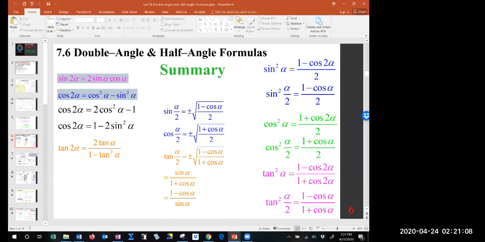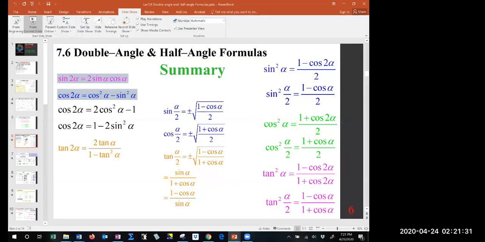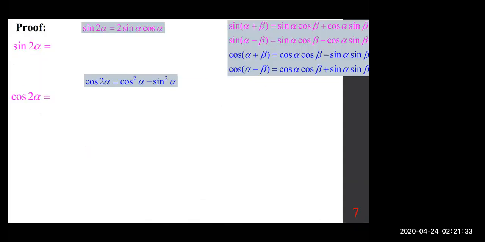For example, why is it that sine 2 alpha is 2 sine alpha cosine alpha? Or cosine 2 alpha is cosine squared alpha minus sine squared alpha. It has also 2 more ways of looking at it. This is the summary of everything that you need. I think everything is on this page, okay? But let's quickly establish the proof. To establish the proof, first look at the top right. These are the formulas from the previous section. Now we want to prove sine of 2 alpha is 2 sine alpha cosine alpha.